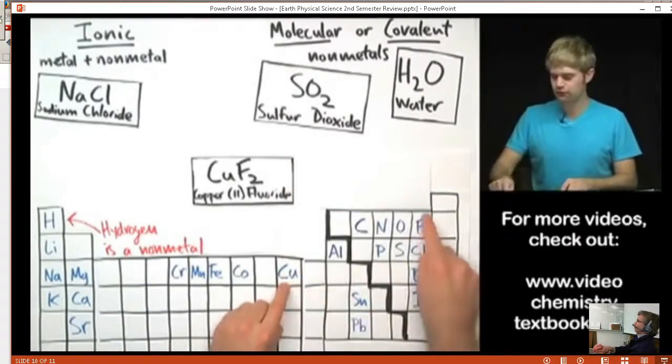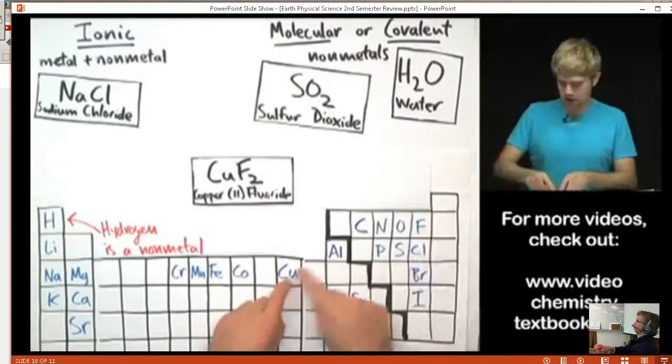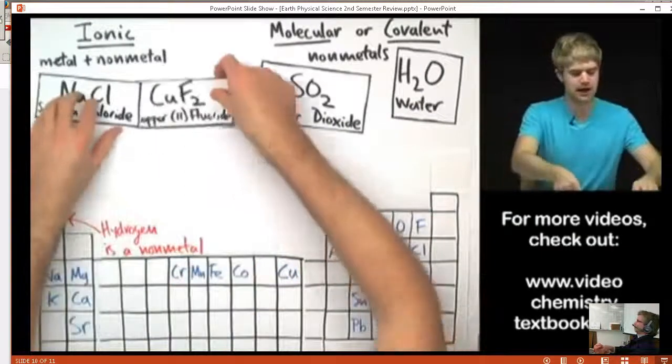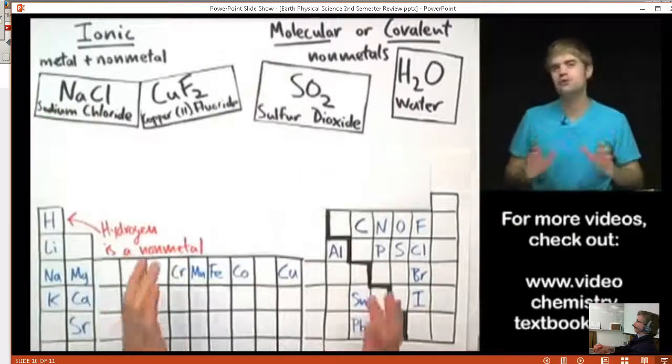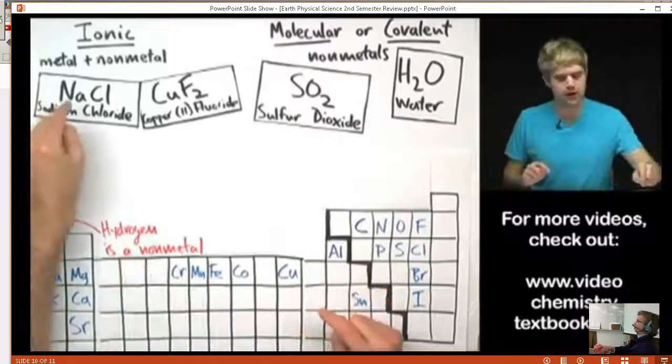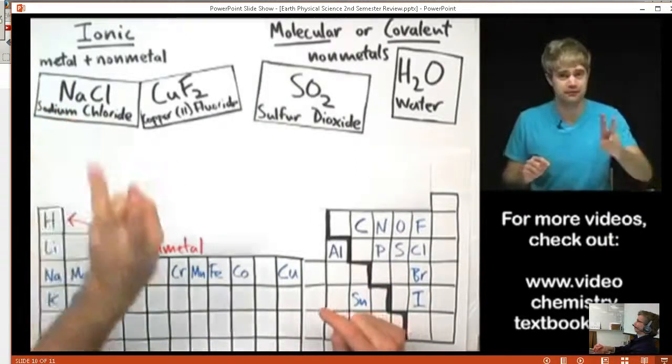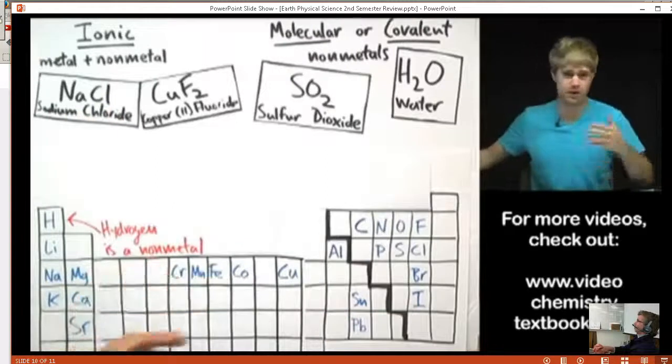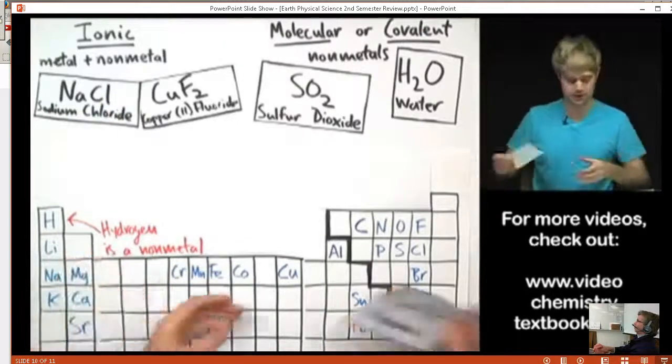Copper is here, fluorine or fluoride is here, metal, nonmetal, so this thing is ionic. Okay, let's look at a few trickier examples. So far, we've only looked at compounds that have two elements in them, but there are a lot of compounds out there that have more than two elements in them, okay?